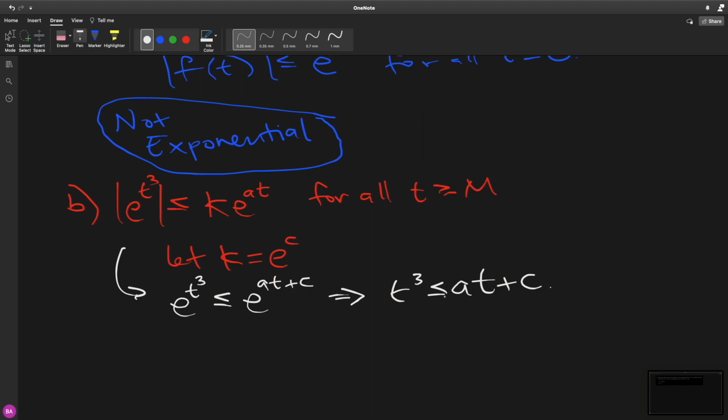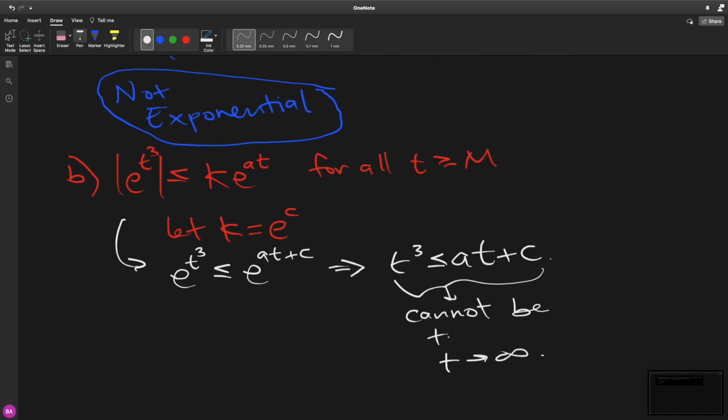But we can see that no matter what value we have for a or c, as t approaches infinity, this left-hand side will grow faster than this right-hand side, because there's no choice of a and c where t cubed will grow slower than this linear function. So since we can't find any m, a, and c such that this is always true for t greater than or equal to m, just to recap, this cannot be true as t approaches infinity. So thus this function is exponential.